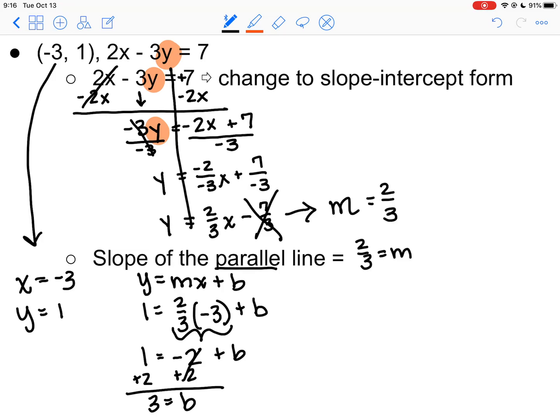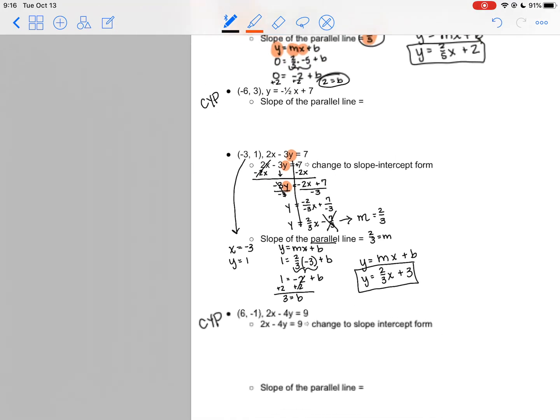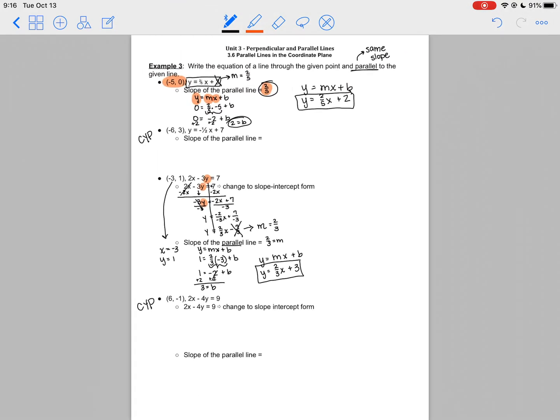So the equation of this line, if I put it into slope-intercept form: my slope is 2/3, so I put that in front of x. My y-intercept is positive 3, so I put a plus 3 at the end. So the equation of that line is y equals 2/3 x plus 3. There's also a check your progress problem based off of that method.